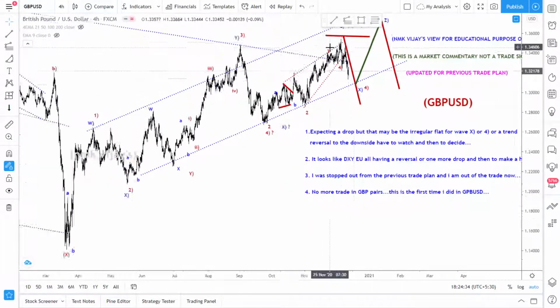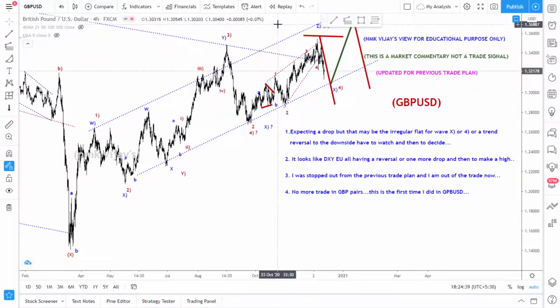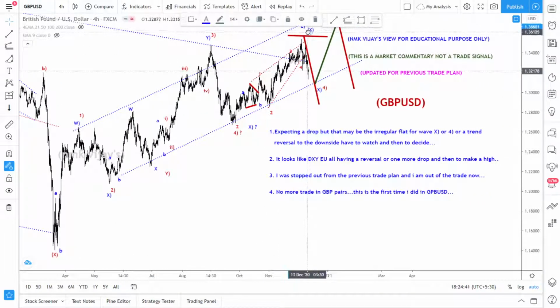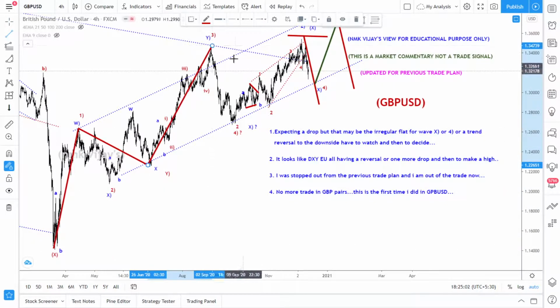Anything is possible because it has already broken the high from here. So that could be the end of the Z wave, W X Y X Z. One complete structure ended here, and that is why it is aggressively coming down. But one more alternative is whether this A, B, C is the end of that third wave completion.